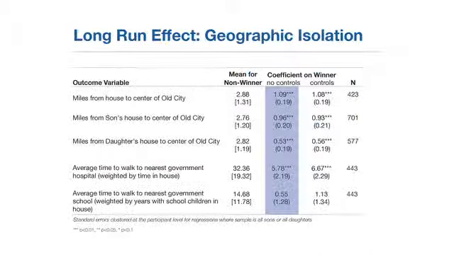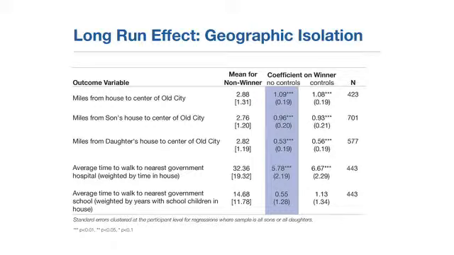Okay. And we can confirm this with the regression results, right? So this is looking at distance from the center of the old city, miles from the son's house. So these are adult sons, wherever they're living. Their distance to the center of the old city is also higher for winners. And miles from the daughter's house to the center of the old city is also slightly higher for winners, right? So everybody in the household is slightly farther out from the center as a result of this lottery.